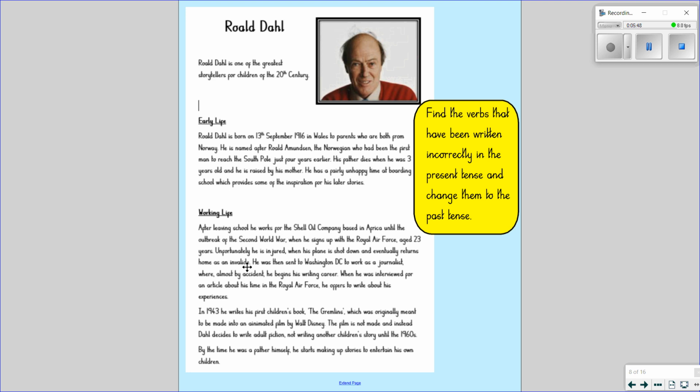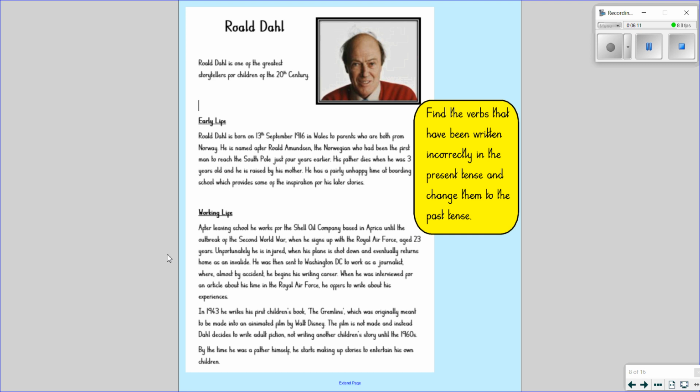Anyway, let's carry on. He was then sent to Washington, D.C. to work as a journalist where, almost by accident, he begins his writing career. When he was interviewed for an article about his time in the Royal Air Force, he offers to write about his experiences. In 1943, he writes his first children's book, The Gremlins, which was originally meant to be made into an animated film by Walt Disney.